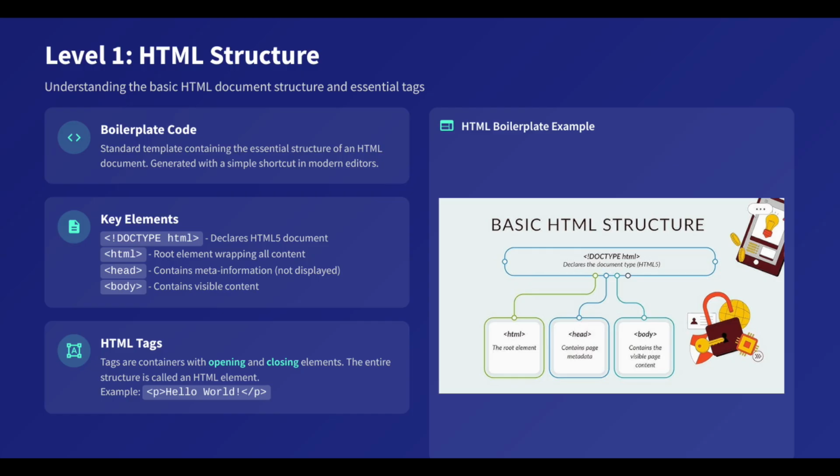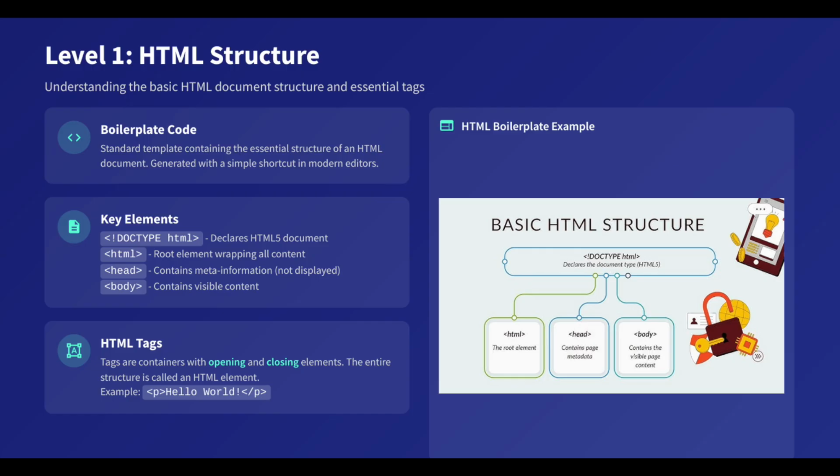Now in our code editor, we can get a head start by using a fantastic feature that provides us with a boilerplate code, a standard template that contains the essential structure of an HTML document. With just a simple shortcut, we can generate this code, saving us from typing everything from scratch. Let's break down this boilerplate code.